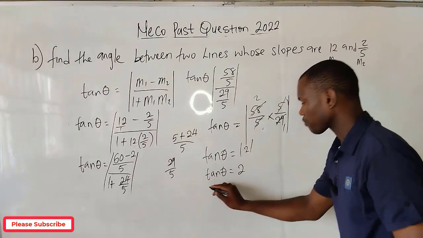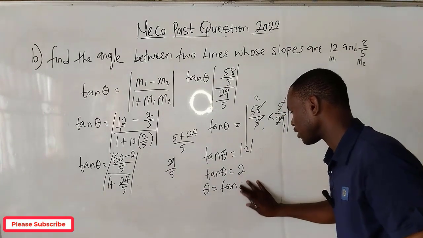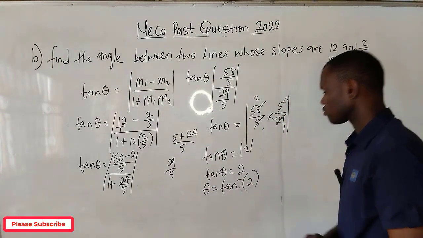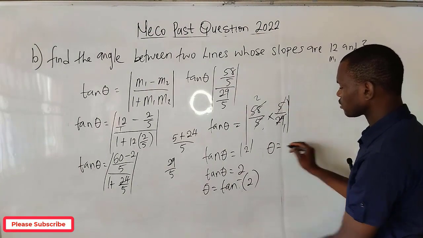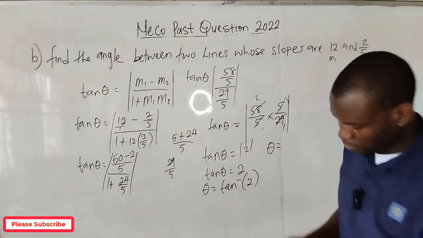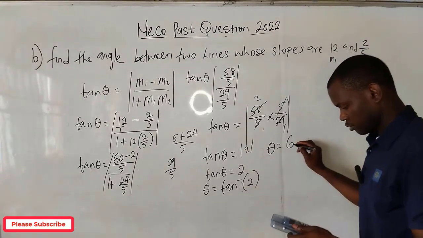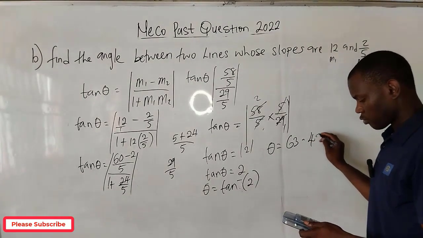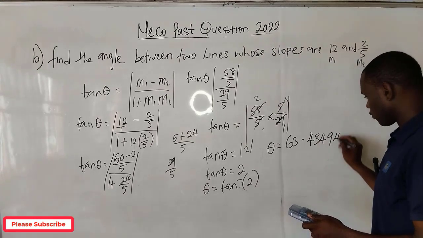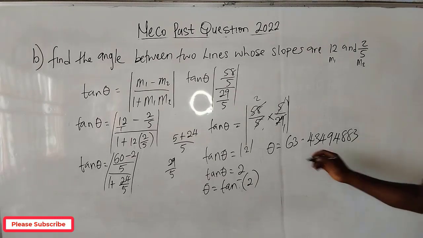So to find theta, my theta is tan inverse of 2. That's how we get our theta. So my theta will be equal to, we punch the calculator here. This is 63.4349483. We can approximate it to 1 decimal place.